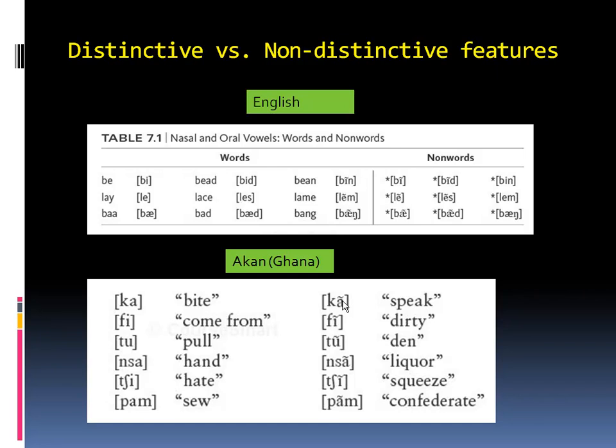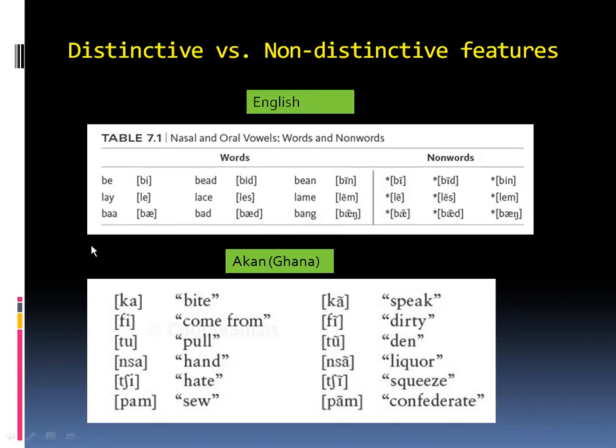So nasalization, whether the vowel is nasal or oral, this is a separate phoneme. This is a separate phoneme. Fee means come from, but if you say the nasalized fee, it means dirty. So when you want to say pull, you don't want to end up saying den, right? So these things are not the same across languages, they're different. In English, the nasal oral vowel distinction is not a distinctive feature, but in this Ghanaian language, the nasal vowels and oral vowels are phonemically different. So nasalization is a distinctive feature.